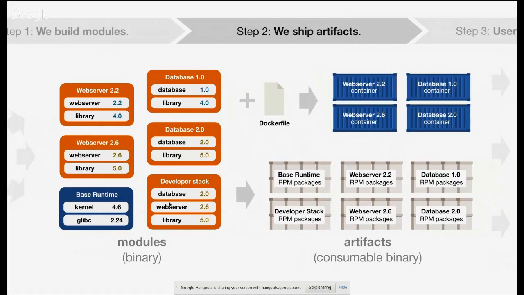So this developer stack could go out with a Docker file as a container, or it could go out with a bunch of spec files as RPM packages, or it could go out as both, but we don't need to modify what is in the module. We can continue to say this is a well-known module that is web server 2.6 and library 5.0 and database 2.0. It's just a packaging format that comes out the other end of the machine, as it were. And then the end user can decide which packaging format they want to consume.